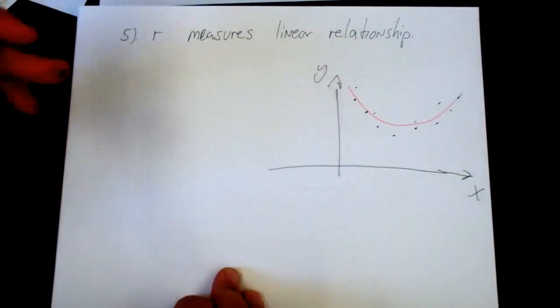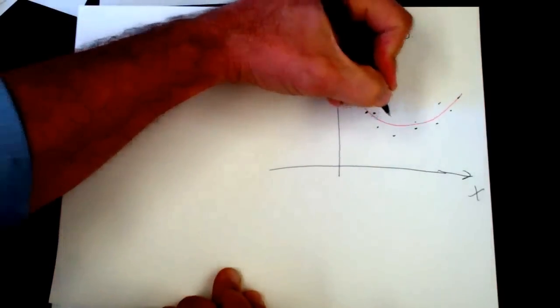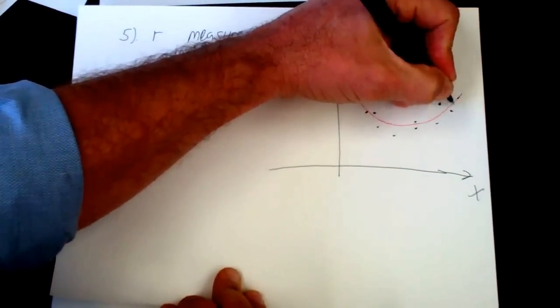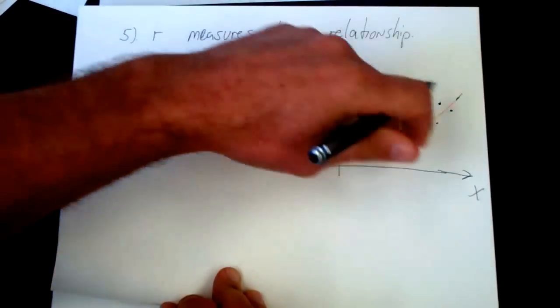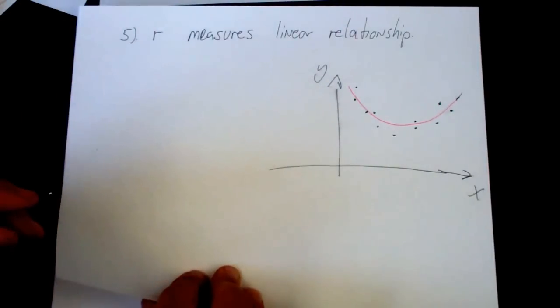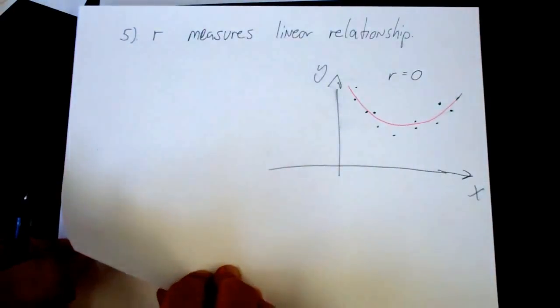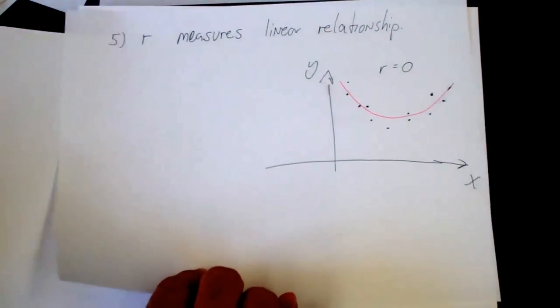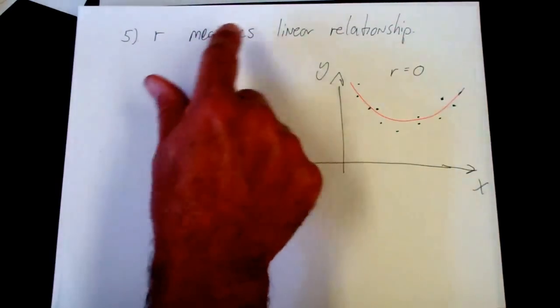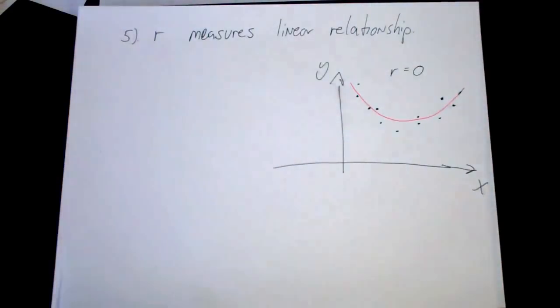But that's a nonlinear relationship. So if you just look at R, that is, whether or not there's a linear relationship here, there appears to be no linear relationship at all. So you would probably get an R of approximately 0 here, even though there's clearly a relationship. That's because R only measures a linear relationship.